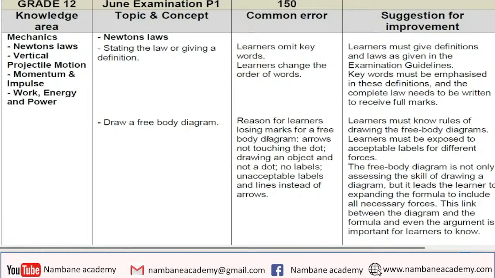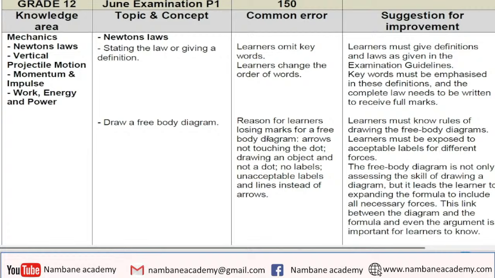Please learn the rules of drawing the free body diagram. One, if you draw a free body diagram, there must be a dot. There can't be just a point where arrows meet. There must be a dot, and that dot must be visible. I'm not saying you should draw a big thing that will fill the page, but it must be visible. We must be able to see that a dot which represents an object is given there.